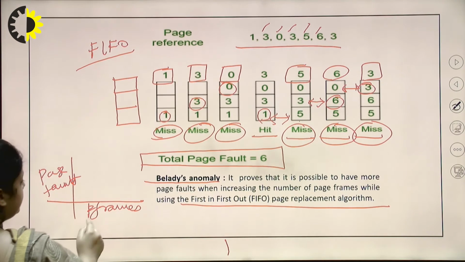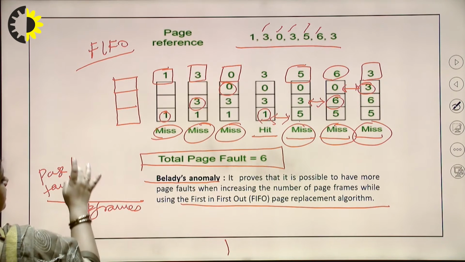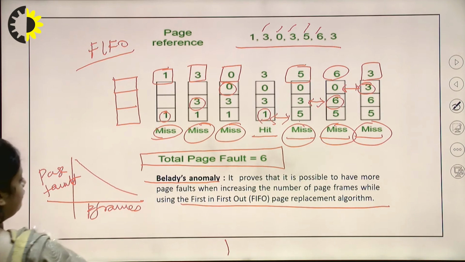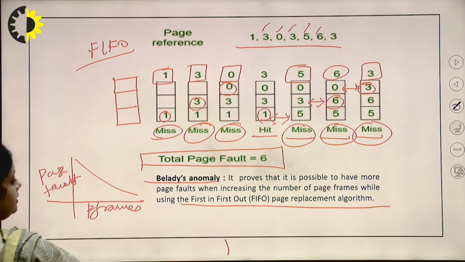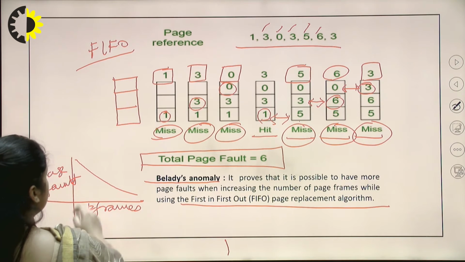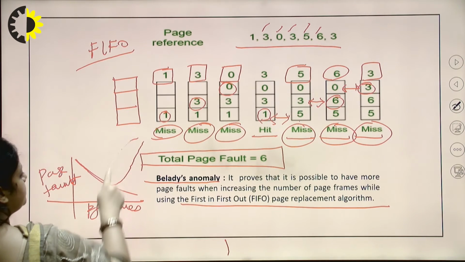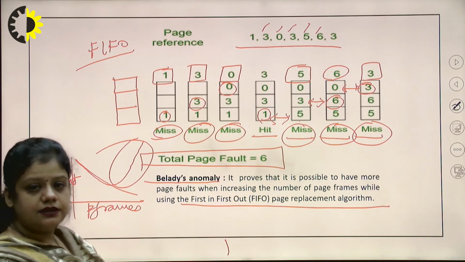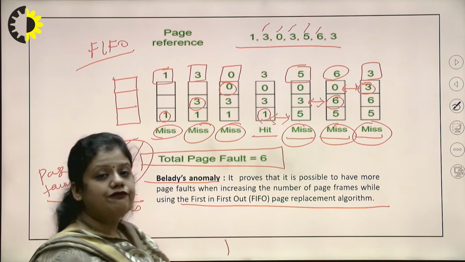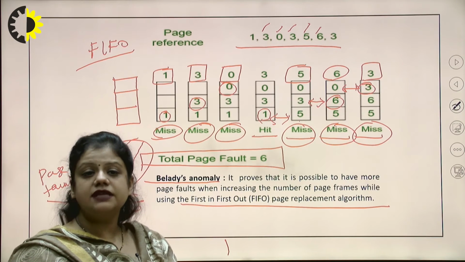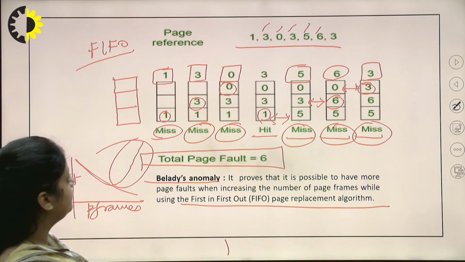So it is usually seen that on increasing the number of frames, the page faults decrease. But Belady's anomaly is an unusual behavior where, after a certain point, even on increasing the page frames, the faults increase. This unusual behavior of first in first out is termed Belady's anomaly.